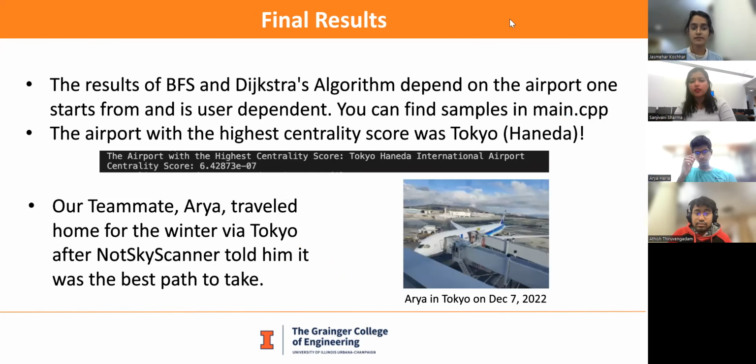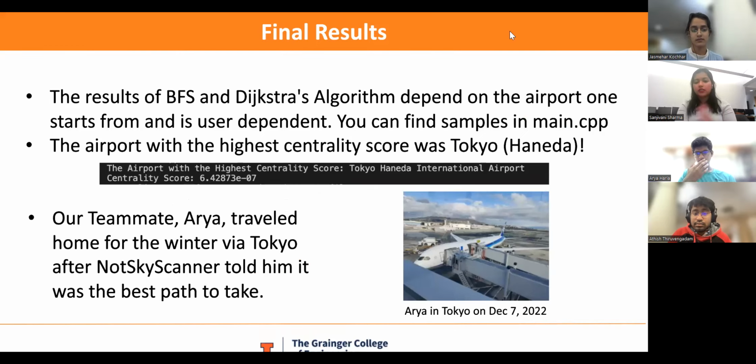The results of BFS and Dijkstra's are dependent on the user's input, and while we did use the dataset, ultimately this is meant for the user's benefit. Our results on running the betweenness centrality algorithm suggested that the airport with the highest centrality score, so the busiest airport, was Tokyo Haneda Airport, where Ariel traveled to, and that's the photo from his recent journey.